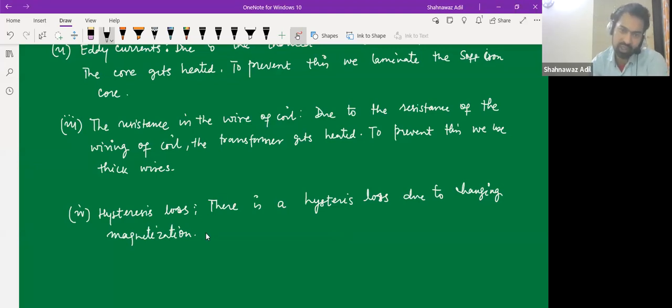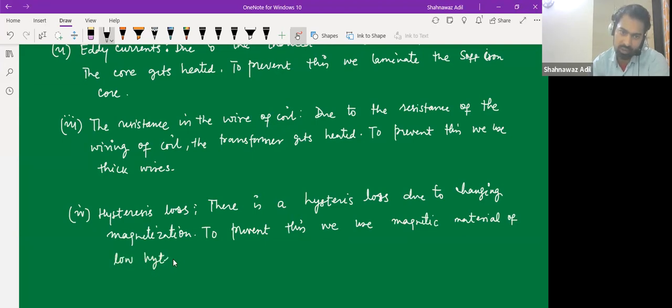Okay, so to prevent this, what do we use? To prevent this, we use magnetic material of low hysteresis loss, right? So their magnetization doesn't change that drastically. So that kind of magnetic material is used. Okay, so whenever you have noted it down, please tell.